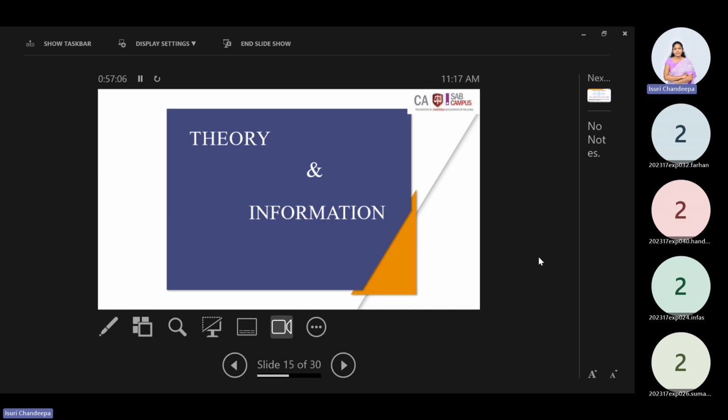What do you mean by information? What is the role of information in research? Whether it is a qualitative or quantitative study, what we are going to do is collect information. We need information. If I am collecting beliefs, that is also information. That means we collect information.